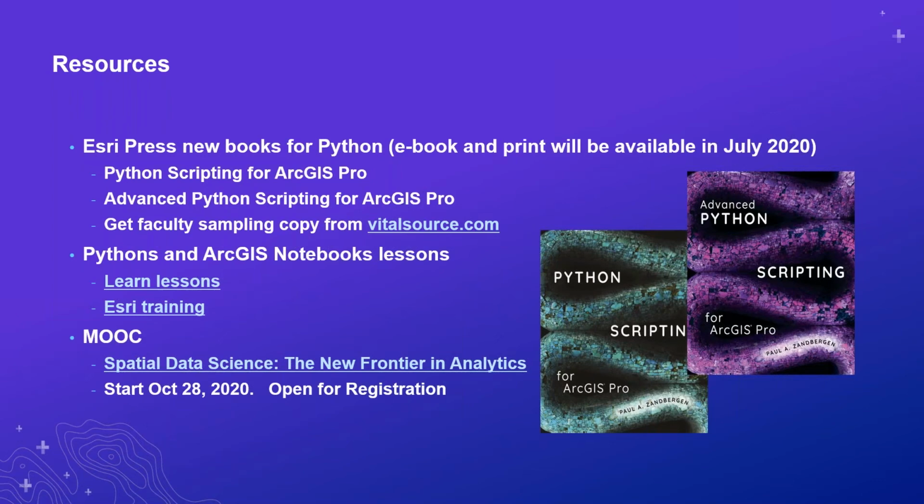Good news is Esri Press is about to release new books on Python: Python scripting for ArcGIS Pro, and advanced Python scripting for ArcGIS Pro. Both the ebook and print will be available this coming July. And don't forget that faculty members can get the sampling copy for free from vitalsource.com.